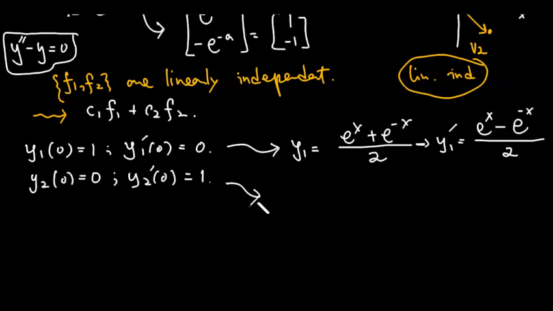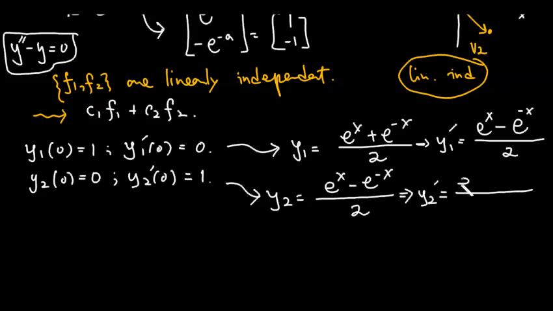So let's see y2. How is y2 going to look? It turns out it's e to the x minus e to the negative x, divided by 2. If you plug in x equals 0, 1 and 1 cancel and it becomes 0. If you differentiate, here's e to the x. Differentiate one more time, it becomes a positive e to the negative x divided by 2. And if you plug in x equals 0 here, that's 1 and 1 divided by 2, so that picks up 1.